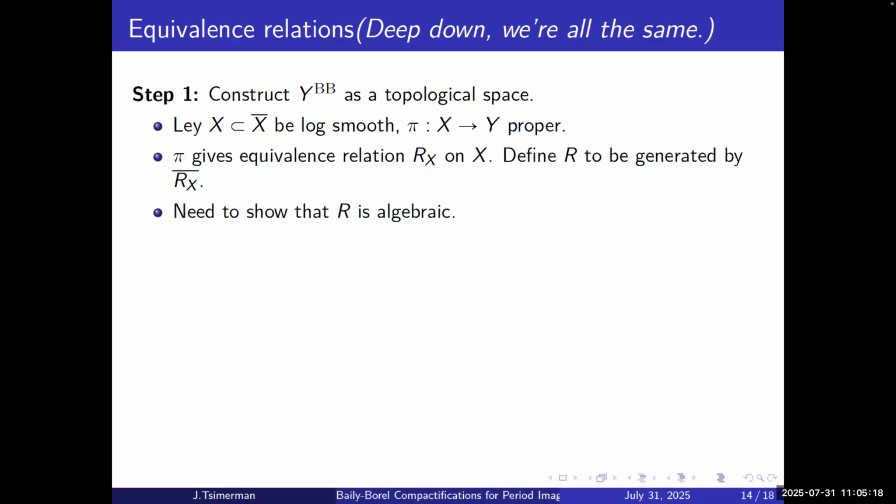Then you close it up to get something on X bar. But the subtlety is that if you close up an equivalence relation, it's not necessarily an equivalence relation. You have to compose it with itself over and over in order to get it to be an equivalence relation on the boundary as well. The main difficulty is you have to show that this closure and this thing generated by the closure is also an equivalence relation. The enemy is if you have to keep iterating infinitely many times. So I want to know that you stop after finitely many self-compositions.